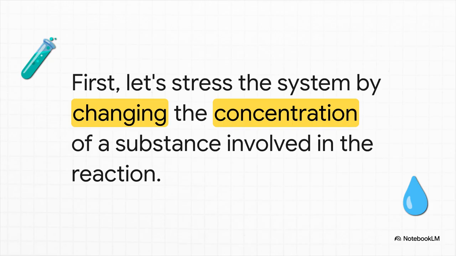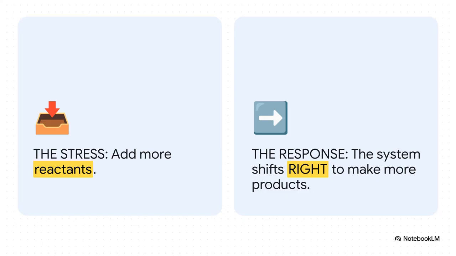So, what kind of stress are we talking about? Well, the first and probably most obvious one is just changing the amount of one of the chemicals. It's really just like a seesaw. If you dump a bunch more reactants on one side, you're weighing it down. So what does the system do? It shifts to the other side. It makes more products to try and even things out again.